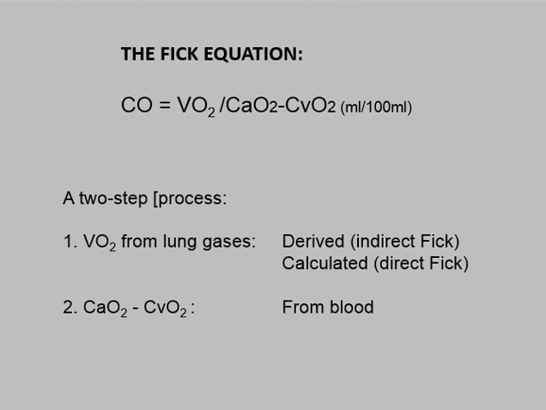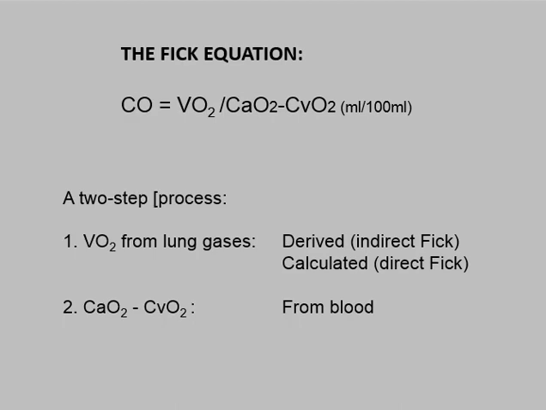The FICK calculation involves a two-step process. First, we have to collect lung gases from which to calculate the VO2. And as you saw from the previous slide, the VO2 can be derived by assuming it according to patient height, weight, age, and sex, and applying the indirect FICK method, or calculated directly from basic principles. And that is called the direct FICK. And this is the difficult technique that many labs choose to avoid by circumstance or necessity.